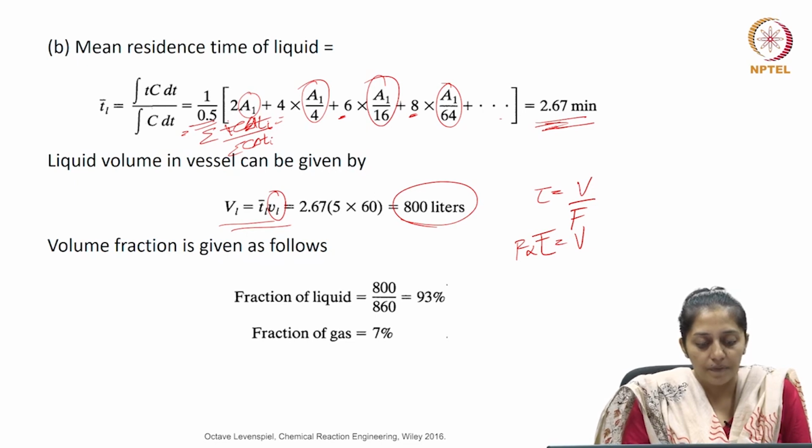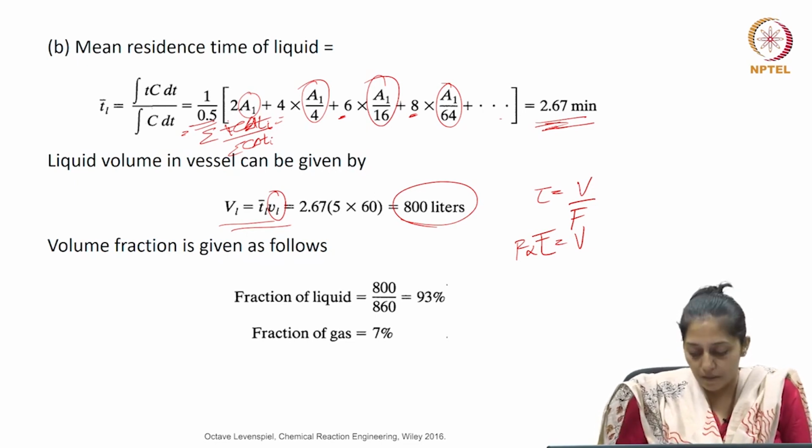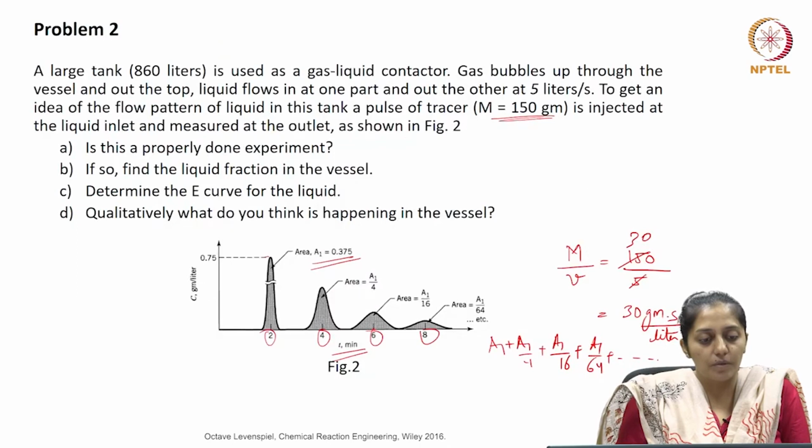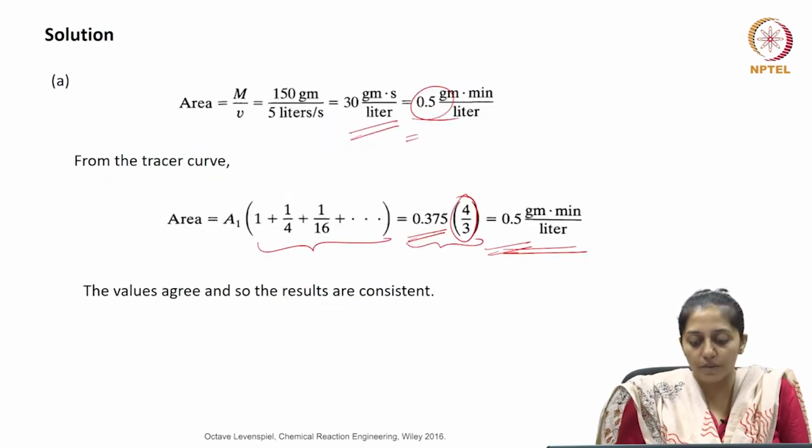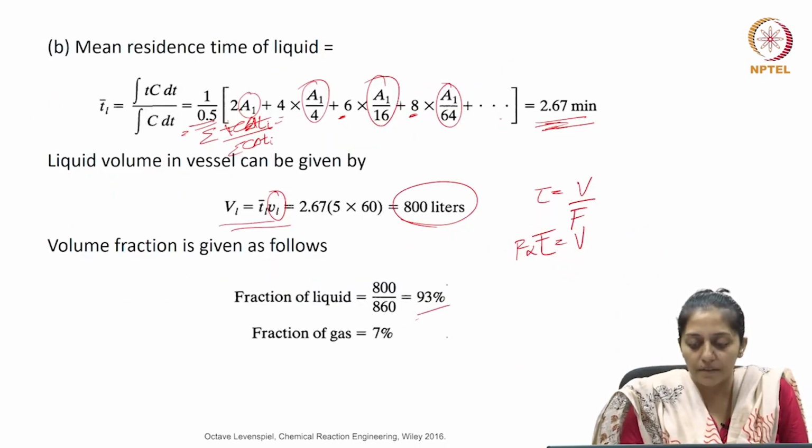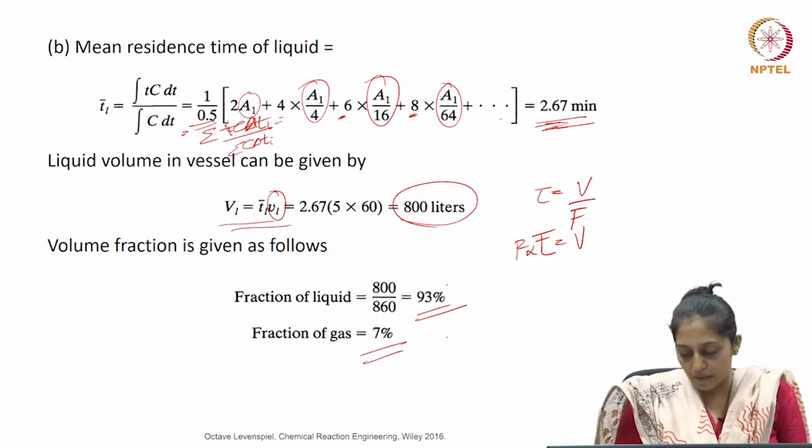So now we need to calculate the volume fraction. The total reactor is of the volume 860 liters. So the volume fraction of liquid in the vessel would be 93%. So the remaining would be gas fraction, which comes out to be 7%.